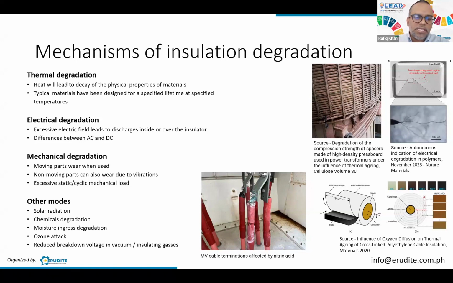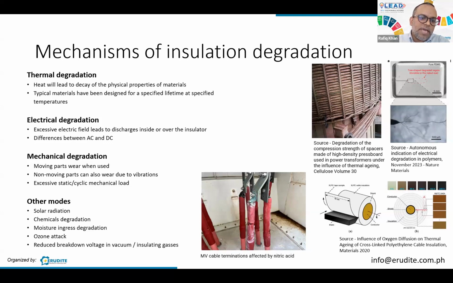Chemical degradation can come from acid or chemical spills. It can be a contaminated environment, moisture ingress. In tropical countries like ours and the Philippines, we see a lot of issues with moisture ingress, where substations are not managing the moisture problem. You see corrosion, and corrosion also results in some form of reduced breakdown voltage in the air insulated compartments.